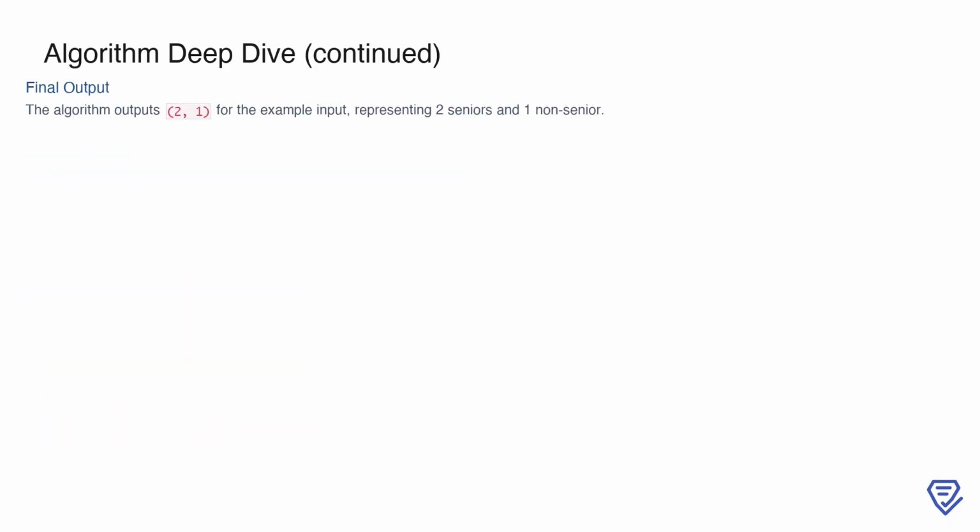The final output of the algorithm for the example input is the tuple 2, 1, where 2 represents the number of seniors and 1 represents the number of non-seniors. This result confirms that the algorithm correctly identifies and counts the individuals in each category based on their age. The efficiency of the solution, both in terms of time and space, allows it to handle larger datasets effectively, making it highly scalable for practical use cases.